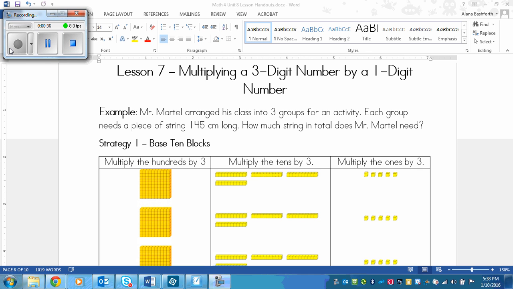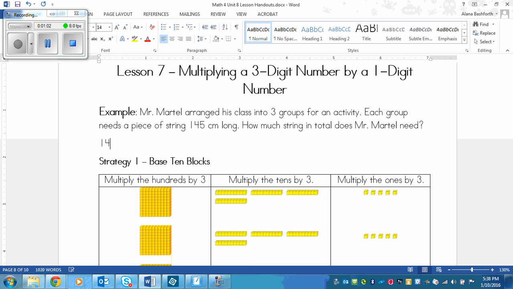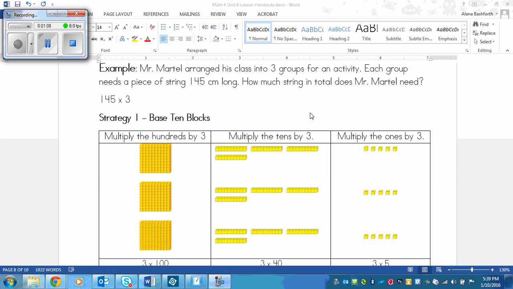It says, Mr. Martel arranged his class into 3 groups for an activity. Each group needs a piece of string 145 centimeters long. How much string in total does Mr. Martel need? So this is going to be the multiplication of 145 times 3. Okay, because I know that he has 3 groups, and each group needs this amount. So we're multiplying this by 3.